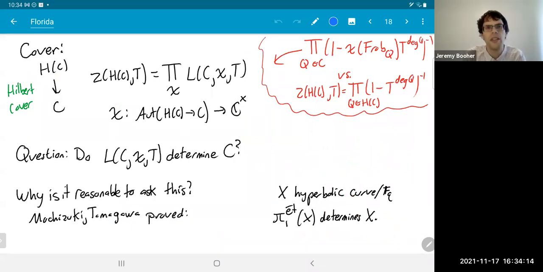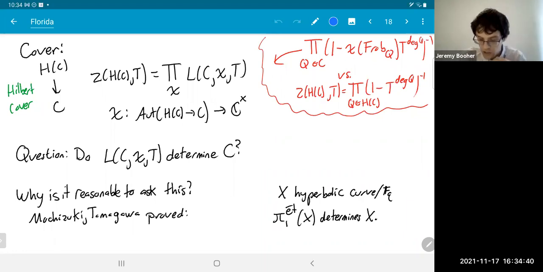And so it turns out the zeta function breaks up into a bunch of pieces. These are called L functions. And there's one L function for each character of the group of automorphisms of the cover. There's a precise definition of what these L functions are over there. But all that really matters is we take the zeta function and break it up into simpler pieces. And the question is, do these pieces, these L functions, determine the curve?